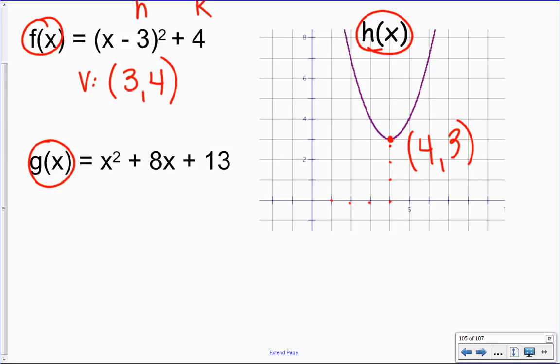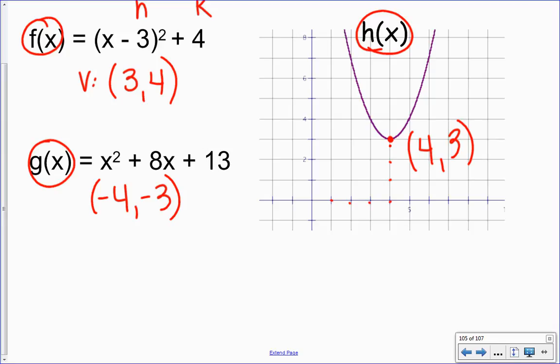When I did this, I actually typed it into the calculator and looked at my table, and I ended up with the vertex -4, -3. So what I want you to do now is pause it, pick whichever method you're going to use, and practice finding the vertex for g of x, whichever method you do.